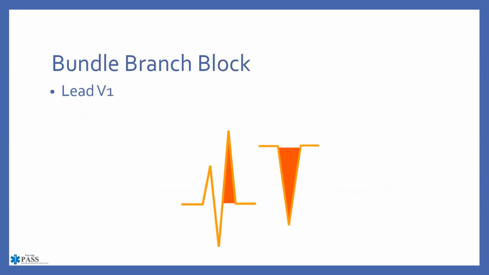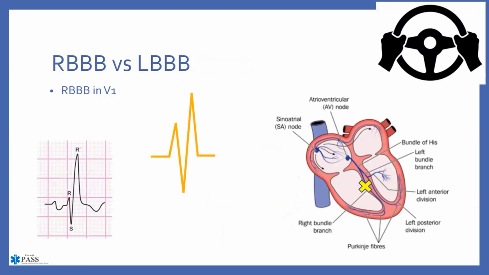So here's lead V1, and I'll start with the one on the left. If I find my J point, which is right here, and I back up 0.04, one small block, you can see that the terminal deflection is going up. The fact that this is going up is a right bundle branch block, because my turn signal going up is a turn to the right. If I find the second one here, I find my J point and back up 0.04, I can see that the terminal velocity is going down. When I press my turn signal down, I am making a left-hand turn. That is a left bundle branch block.